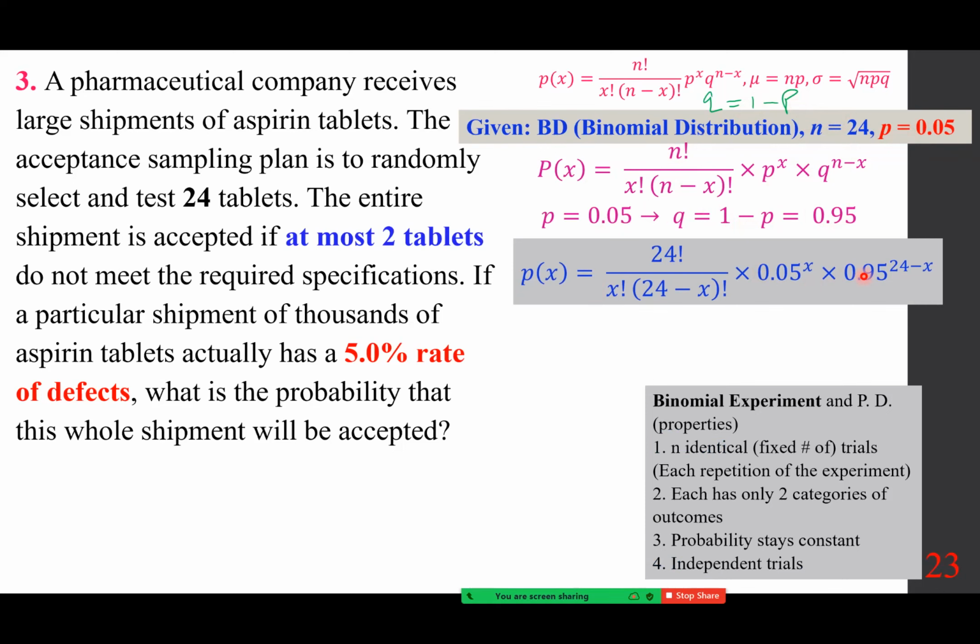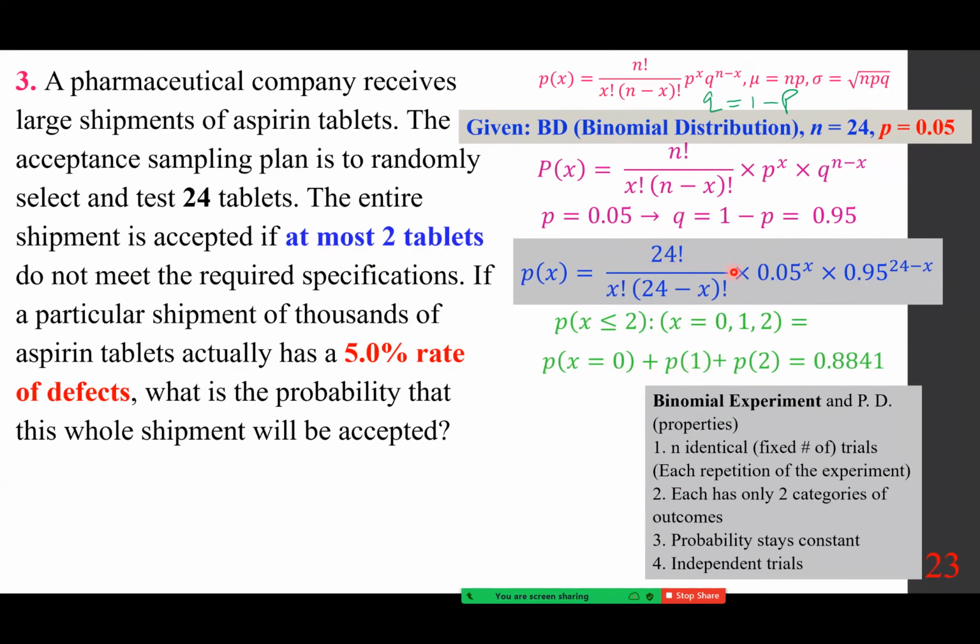Now, what are we looking for? The entire shipment is accepted if at most two tablets do not meet the required specifications. So the probability of X is less than or equal to 2, that's the meaning of at most 2. Probability of X less than or equal to 2. That means in this formula, we let X be 0, we let X be 1, we let X be 2, and we add them up. In other words, probability of X equals 0, probability of X equals 1, probability of X equals 2.